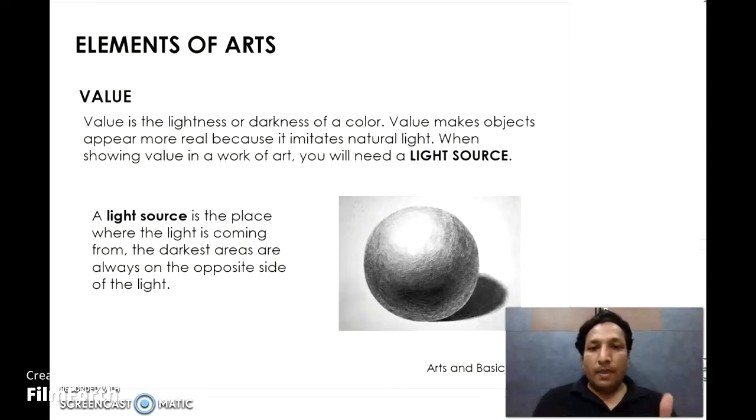When showing value in a work of art, you will need a light source. Whenever light is coming from any angle, 45-degree, 135-degree, or 90-degree, you can find that the lit area is the lighter value, and the middle area where light is not approaching properly is the middle value, and all the shadow on the ground we can consider as the darkest and darker values. Values are important because of creating 3D, the third dimension.